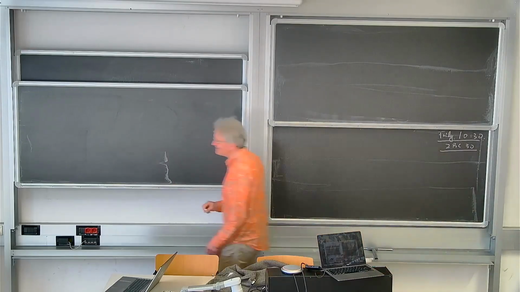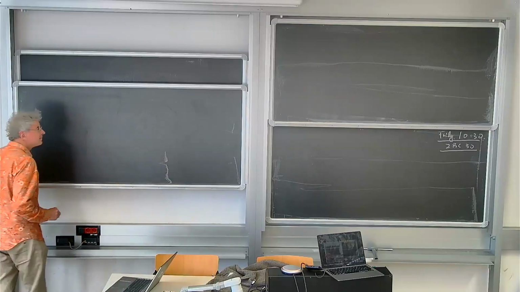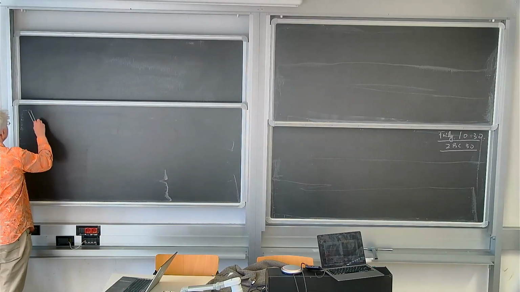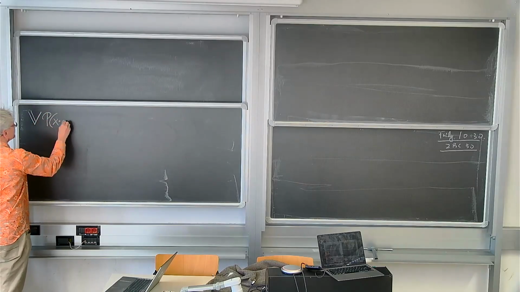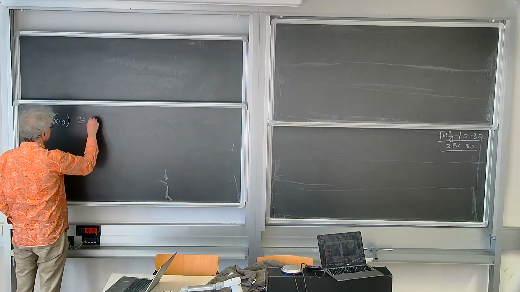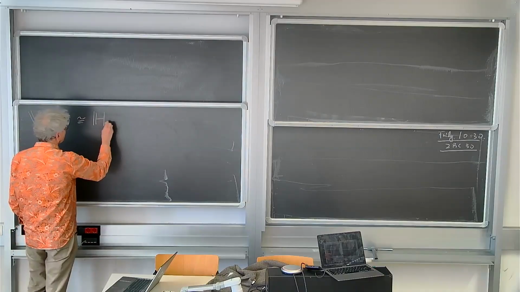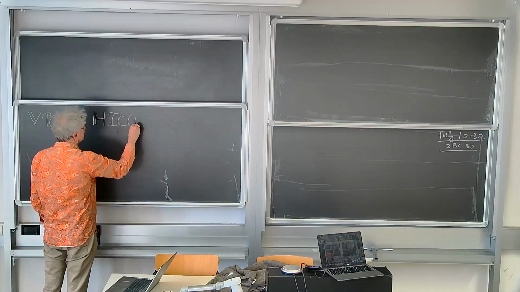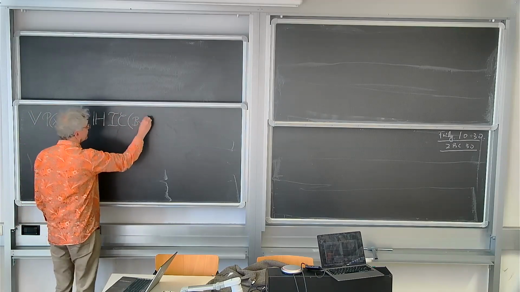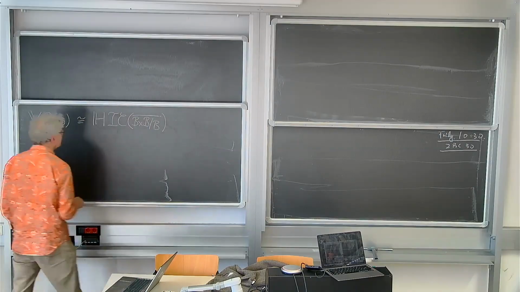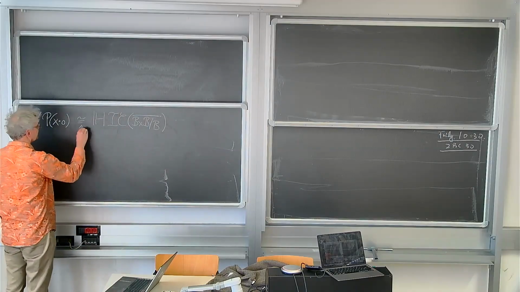So yesterday, I claimed that if I apply this functor V to the component of the projective object, you get the same thing as taking the hypercohomology of the intersection cohomology complex of the closure of the Bruhat cell. So this is the functor F.